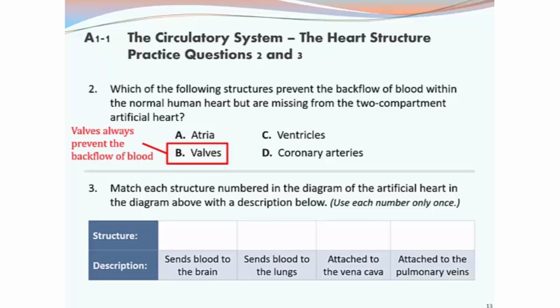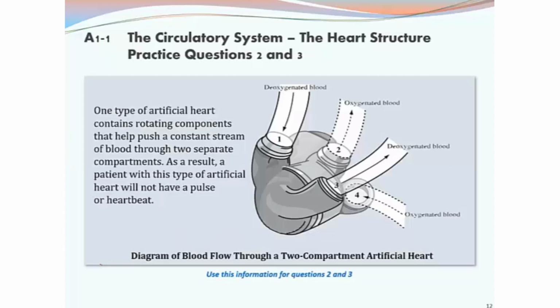Now, question number 3 says match each structure numbered in the diagram of the artificial heart and the diagram above with the description below. Use each number only once. Okay, so which one sends blood to the brain? Well, we probably want to have oxygenated blood coming to the brain. So that would be component number 2. Let's go back here. We can look back at the diagram. We can see that here it is, oxygenated blood leaving that heart. That's what we want to have coming to our brain.